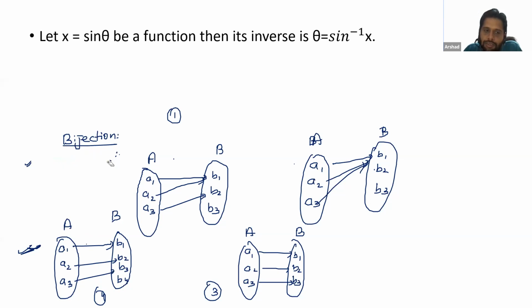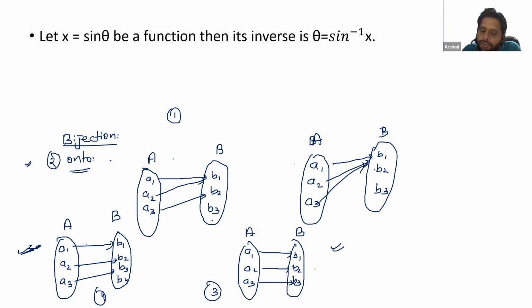Now we will check the second one, which is onto. So what is onto? When all the elements which are there in set B have their pre-image in set A. Now please tell me which of these are onto. Third one. Good.